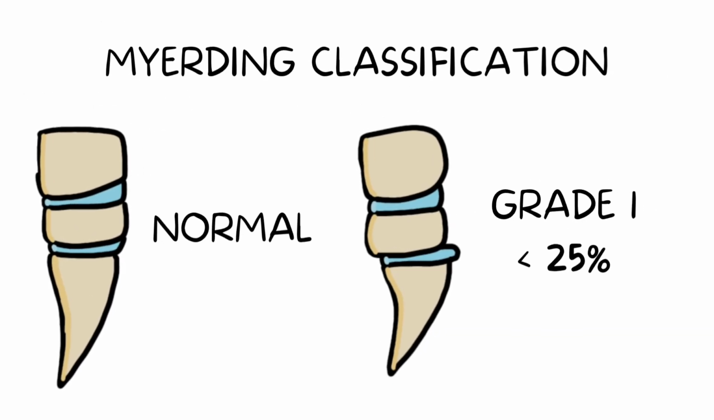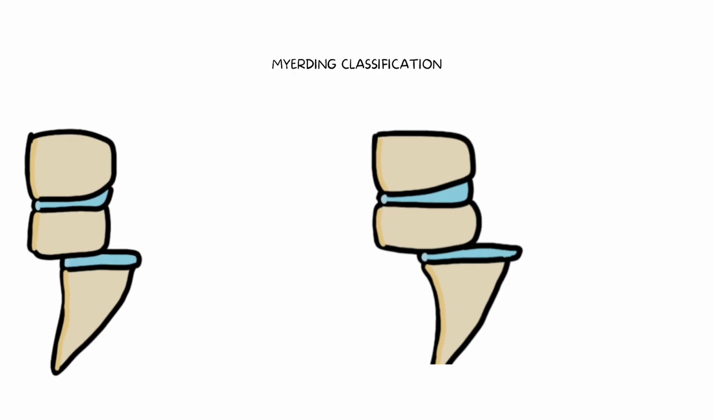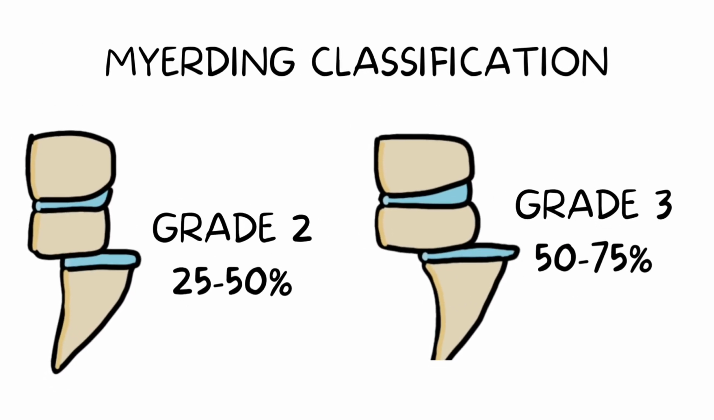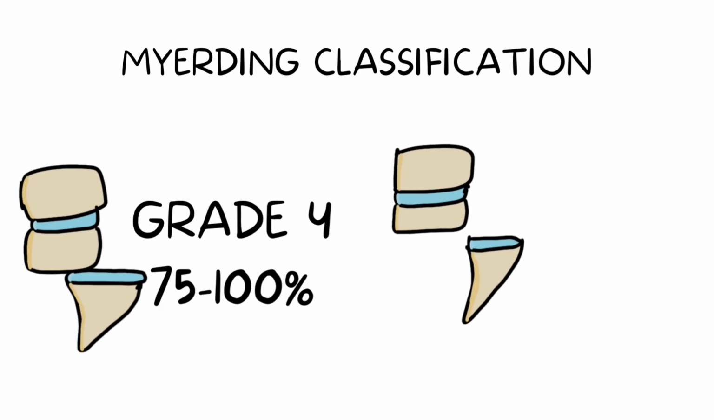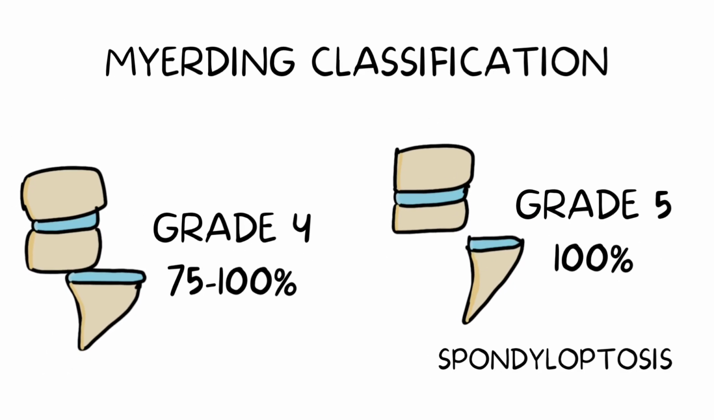In this X-ray over here, we can grade the listhesis by Meyerding Classification into 5 grades. First, you can see a normal looking spine. Grade 1 is where there is less than 25% slip, meaning only 25% of the vertebra has translated over the vertebra below. Grade 2 is 25 to 50% slip, and grade 3 is 50 to 75% slip. In grade 4 there is 75 to 100% slip. In grade 5 there is 100% slip, meaning a complete slip, which is also known as spondyloptosis.